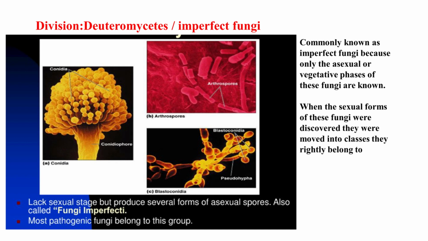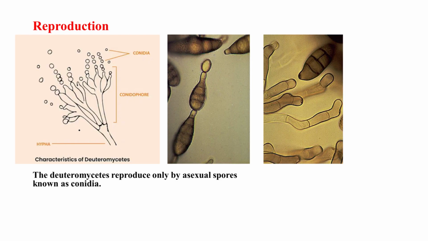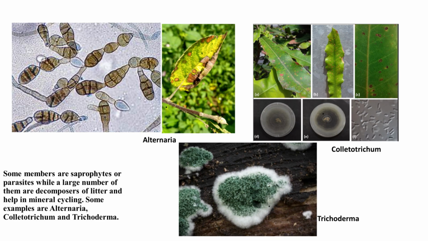The Deuteromycetes reproduce only by asexual spores known as conidia. Some members are saprotrophic or parasites, while a large number of them are decomposers of litter and help in mineral cycling. Some examples are Alternaria, Colletotrichum, and Trichoderma.